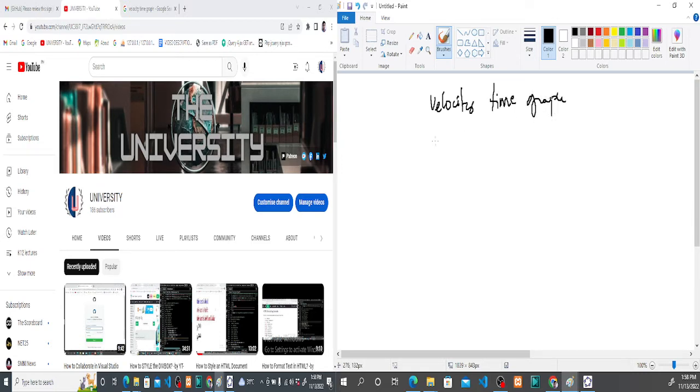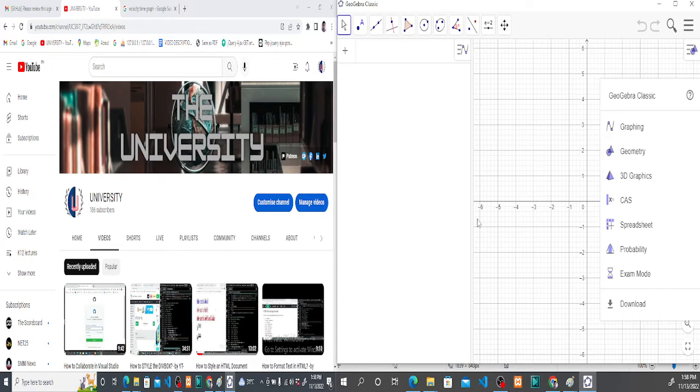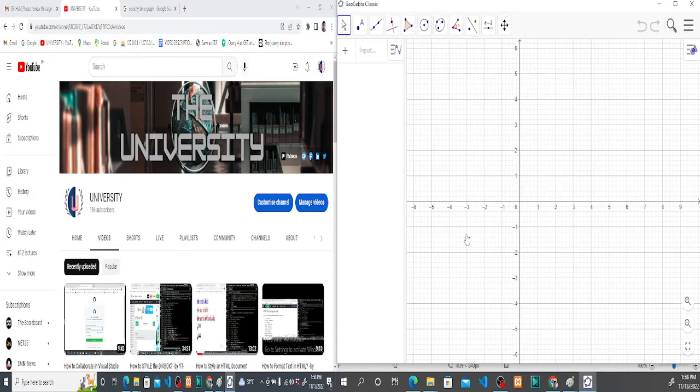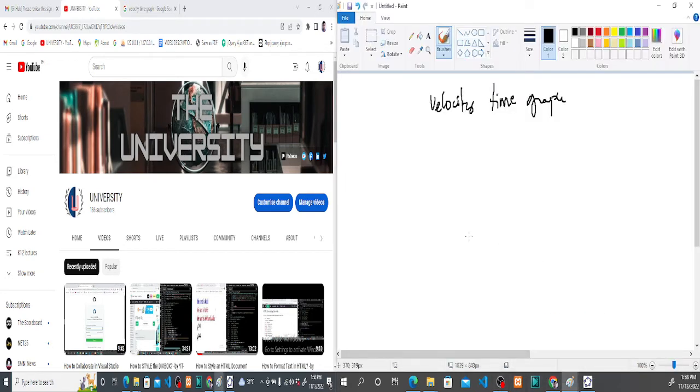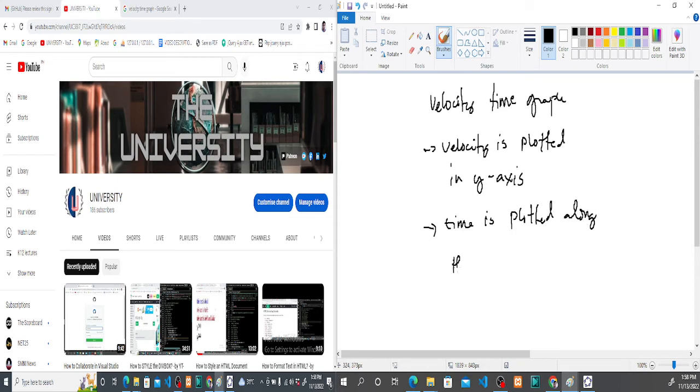So as usual, we need the graph, so therefore we prepare our GeoGebra to help us in graphing velocity versus time. Alright, so we put in mind that the velocity is plotted in the y-axis and time is plotted along the x-axis.